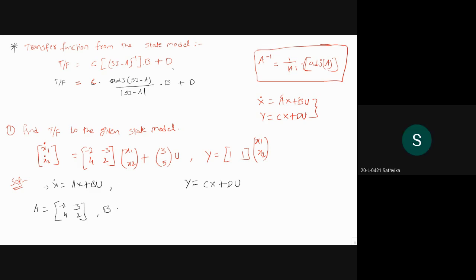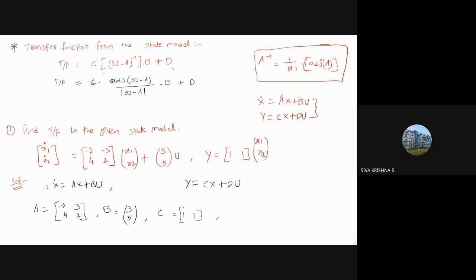B is 3, 5. Very good. Next, what about C? 1, 1. That's it. What about the D matrix? No, sir, it is simply 0. Or else you just leave it like that. So you will have A, B, C.